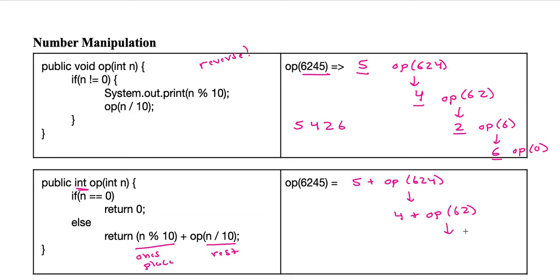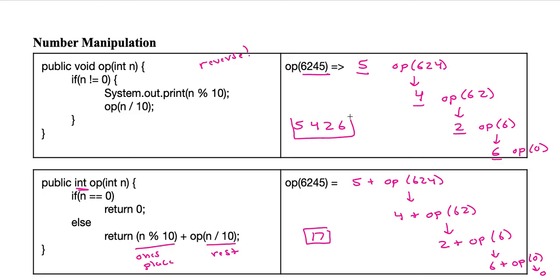So what does op62 do? Well, it's the ones place plus the operation on the rest of the number. And what's the operation on 6? It's the ones place plus the operation on, this one's where it's a little weird, 6 divided by 10 is 0. And then op of 0, you can see when the input's 0, it just gives us 0. And so in this case, we're going to add up all the digits, 5 plus 4 plus 2 plus 6, and that gives us 17.